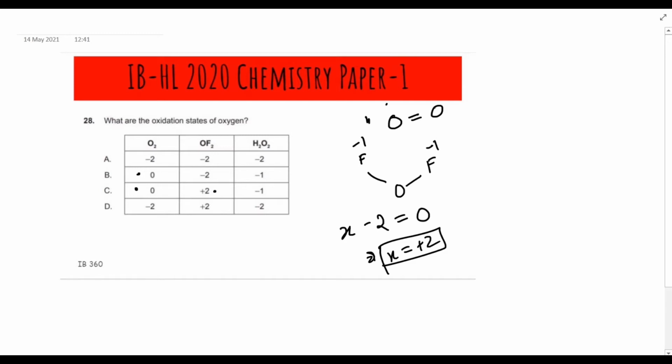For H2O2, oxygen is more electronegative than hydrogen. So we know that oxygen will have a negative oxidation state. Now let's try to directly find it using a formula. For hydrogen, we know that the oxidation state of hydrogen when it's combined with a non-metal is +1. So let X be the oxidation state of oxygen. So 2X plus 2 times +1 will be equal to 0 as it's uncharged. So that's why our right side is 0. So X in this case becomes -1. Okay, so the oxidation state of oxygen in H2O2 is -1. So yeah, option C is the correct answer.